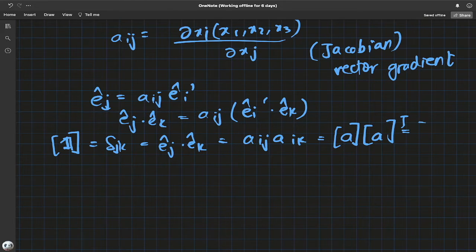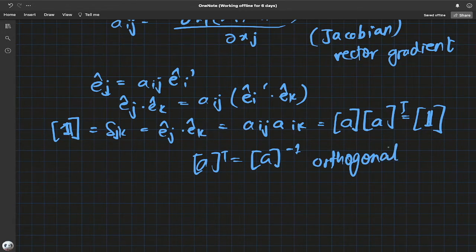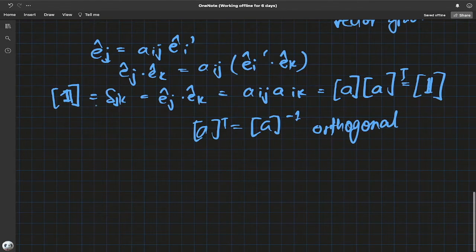So yeah, there we have it, the identity matrix, which means that for this transformation matrix A, it's symmetric because the transpose is equal to the inverse. This again is because we are just defining this for orthogonal systems, where we have a clear definition of the dot product this way to be the canonical delta jk.